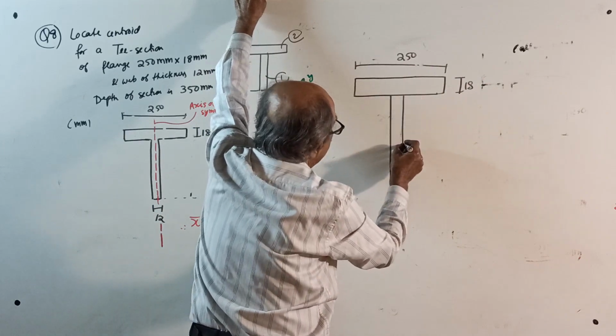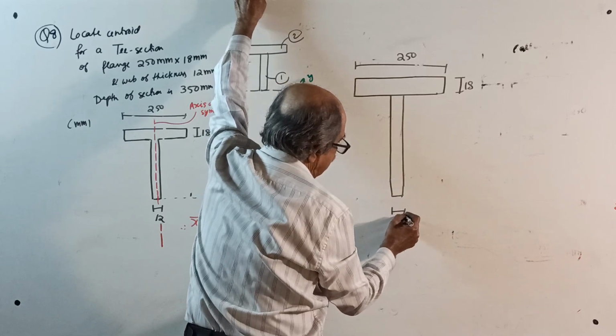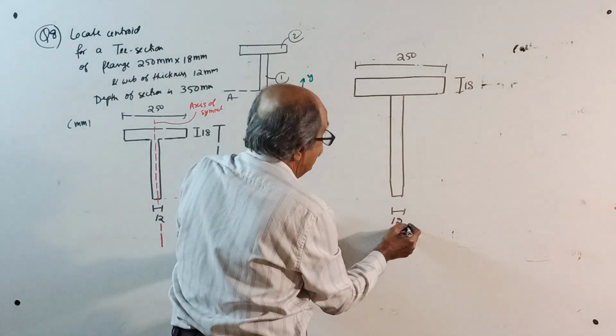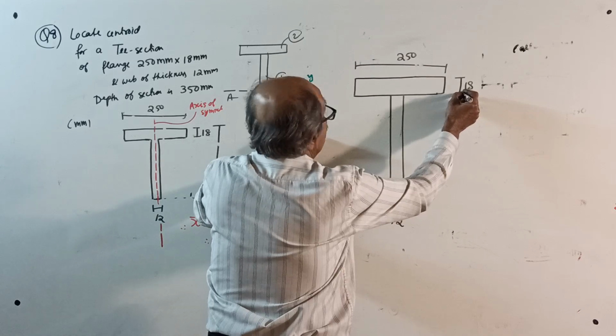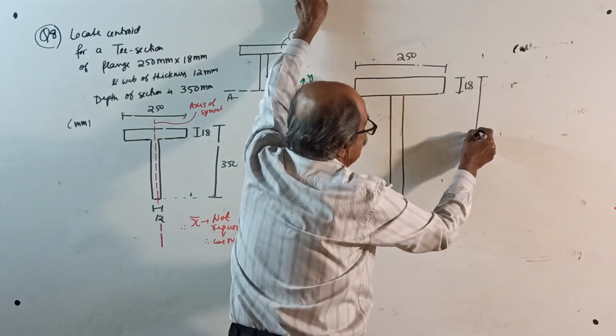Okay, somewhat out of scale. This is 12, not 16, 12. Then this total depth is 350. See, total is 350.